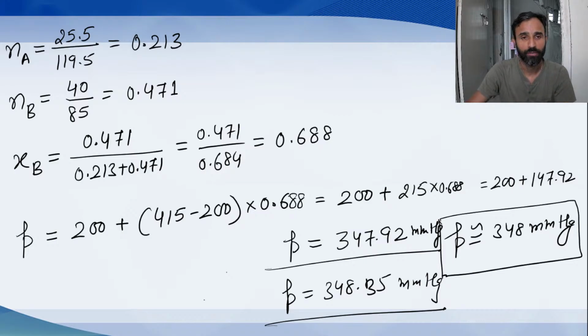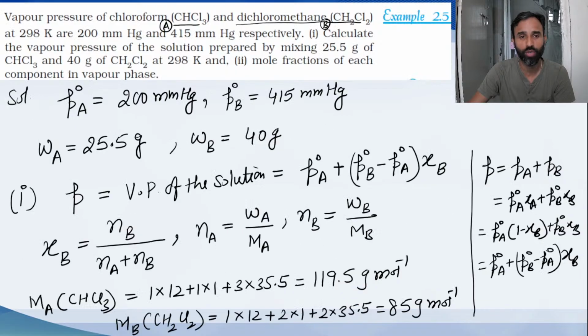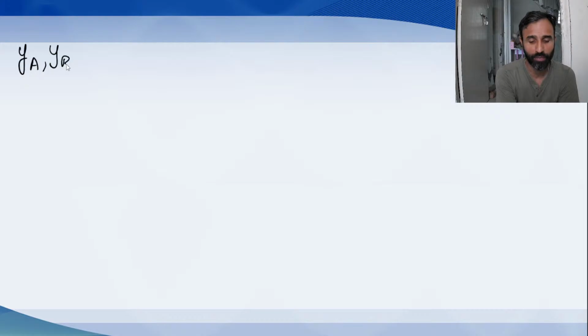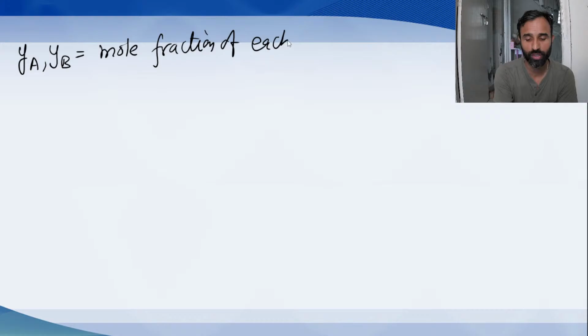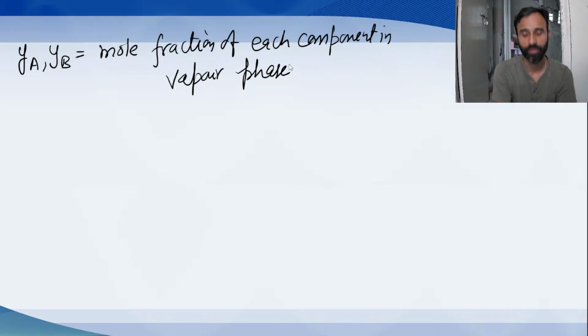Now next part. Next part of the same question is mole fraction of each component in the vapor phase. Yes, beta. How do we calculate mole fraction? Let us take Ya, Yb, mole fraction of each component in vapor phase. So what is the formula used?